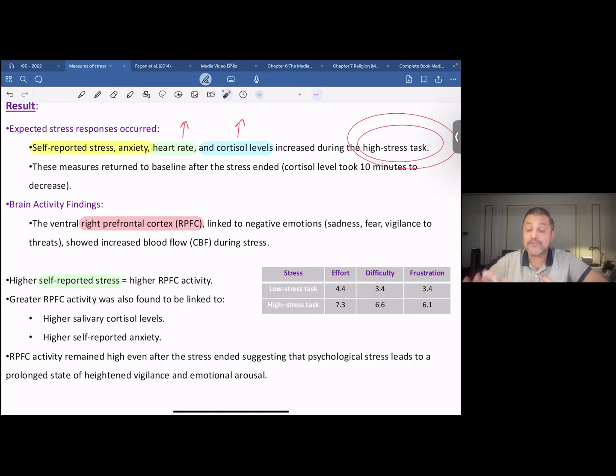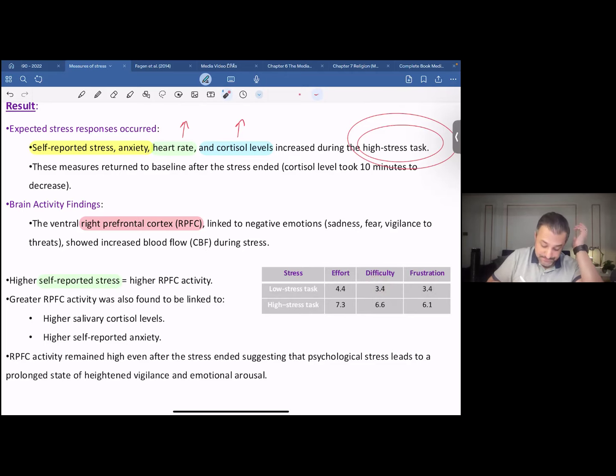If we have a look at the statistics over here, not that you're expected to learn all of them, but just to give you a tiny little idea, remember, the participants were asked through a self-report measure to rate from 1 to 9 the amount of effort they felt they put in while going through the low stress task and the high stress task, the amount of difficulty they experienced and how frustrated they felt. Now, if you talk about a comparison, we see that for the lower stress task, there is less effort, less difficulty, and less frustration as compared to the higher stress tasks.